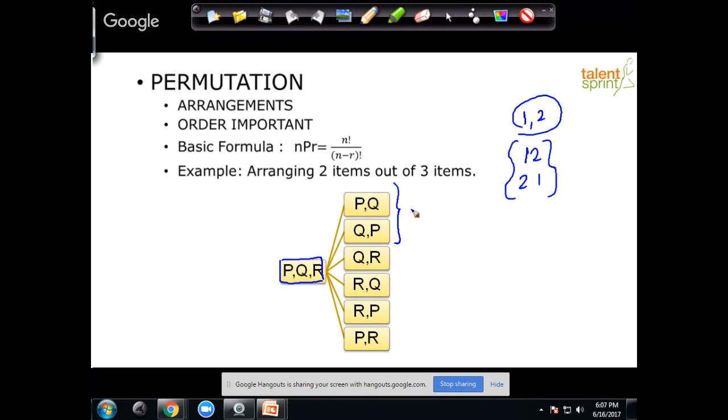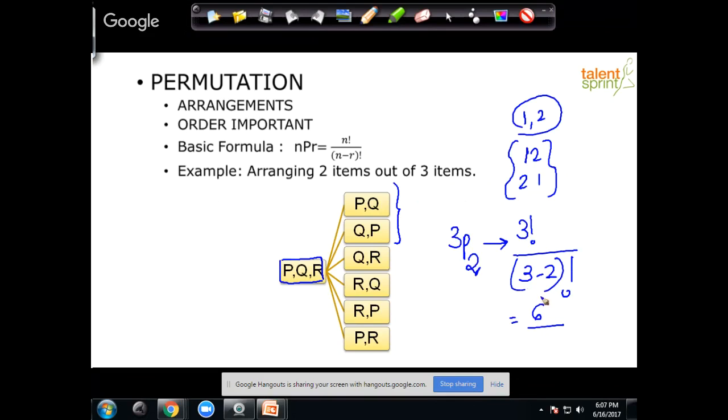In this example, you have three items P, Q, R. Out of these three items, you are taking two items at a time and arranging them. In how many ways can we do it? 1, 2, 3, 4, 5, 6. We have done this manually, but using this formula you can do it directly. 3P2: out of 3 items, you are taking 2 items at a time, and in how many ways can you arrange them? 3P2 ways, which is equal to 3 factorial divided by (3 minus 2) factorial. What is 3 factorial? 1 into 2 into 3, that is equal to 6.